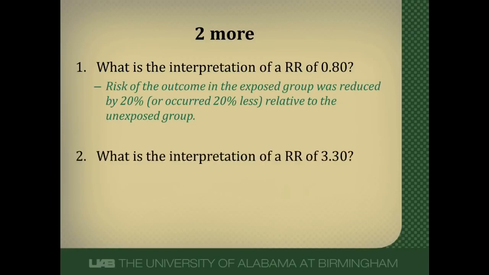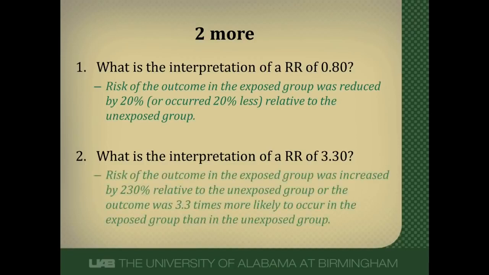How do you interpret this one? A relative risk of 3.3. Pause the video, restart to see what my answer is. So what did you get? Well, what I got was the risk of the outcome in the exposed group was increased by 230% relative to the unexposed group. An alternative interpretation is that the risk of the outcome was 3.3 times greater in the exposed group relative to the unexposed group. So again, using that formula from the previous slide will give you this 230%.